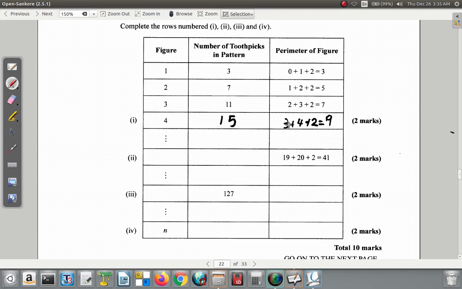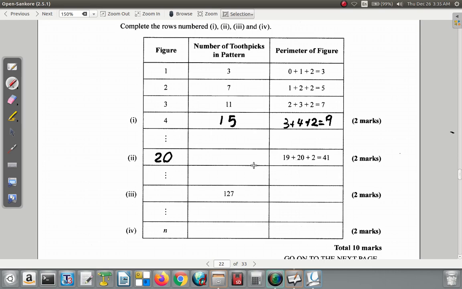So we could go from here to see the figure. 0 plus 1 is 1, figure 1. 1 plus 1 is 2, that's figure 2. 2 plus 1 is 3, figure 3. 3 plus 1 is 4, figure 4. 19 plus 1 is what? 20. So this is figure 20.